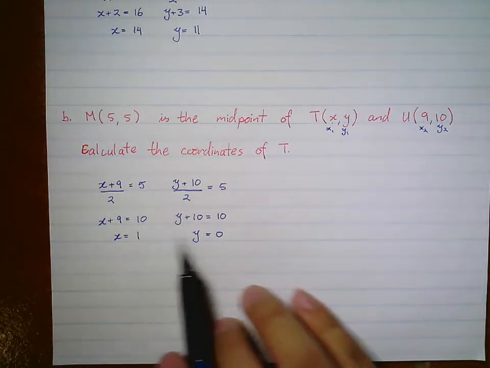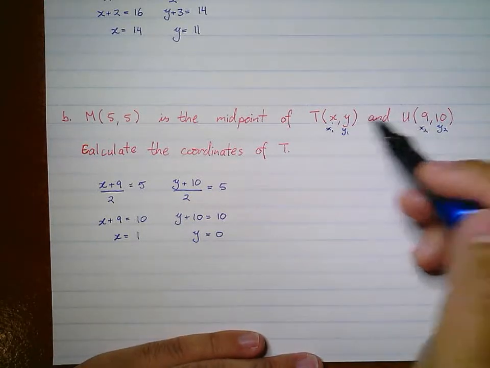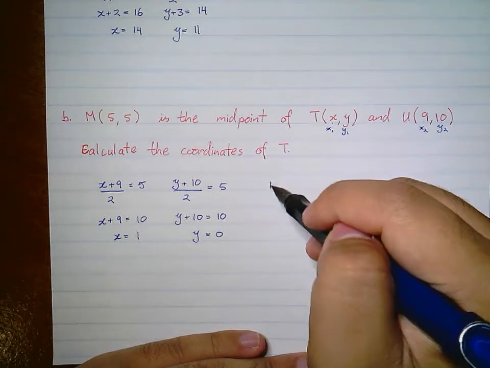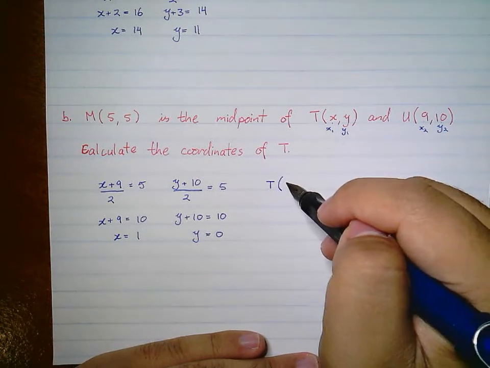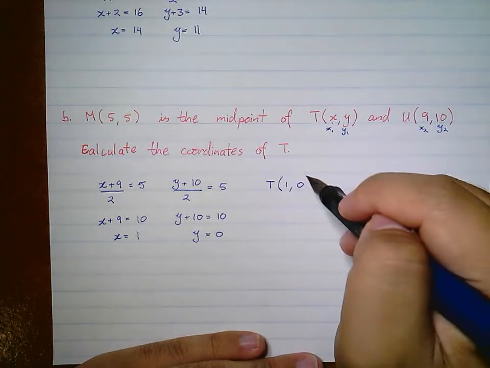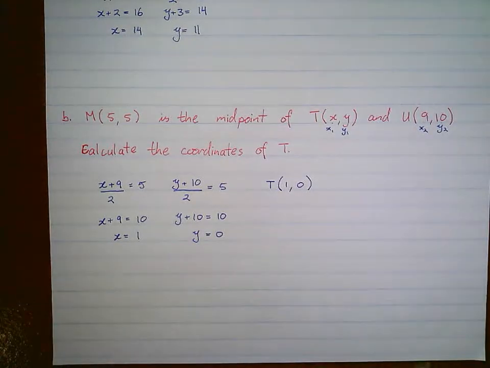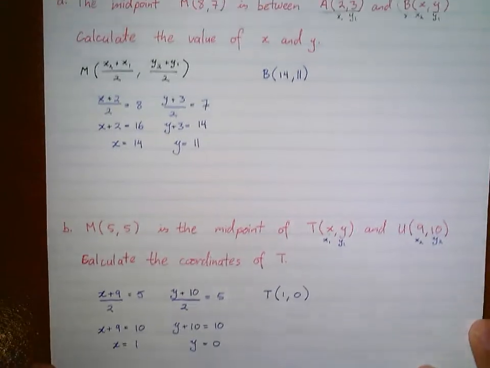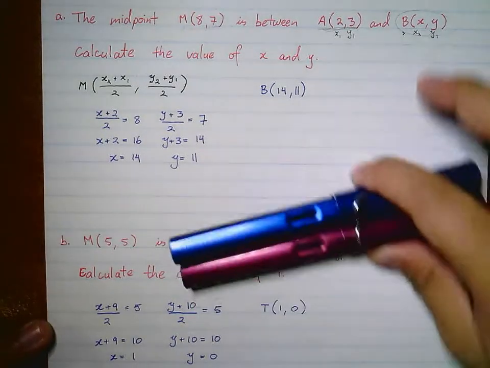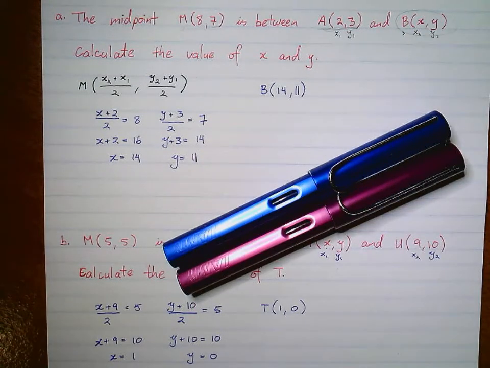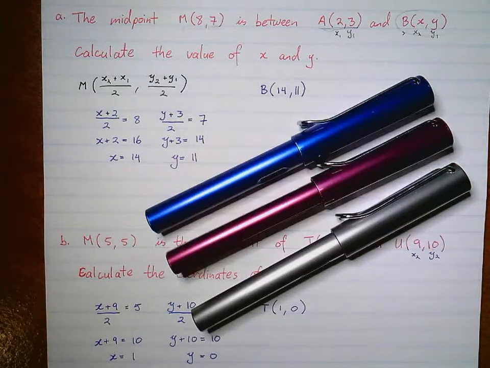So now we know that the coordinates of T is actually (1, 0). That's how we find the original points, or original coordinates, given a midpoint and another point. Okay, I hope that's helped, and best of luck.